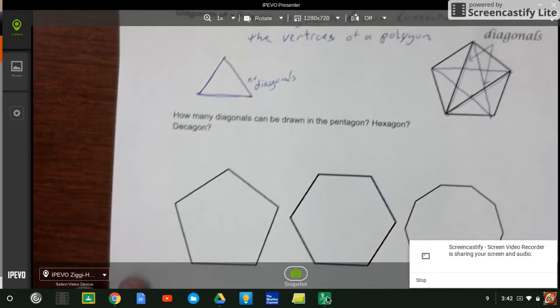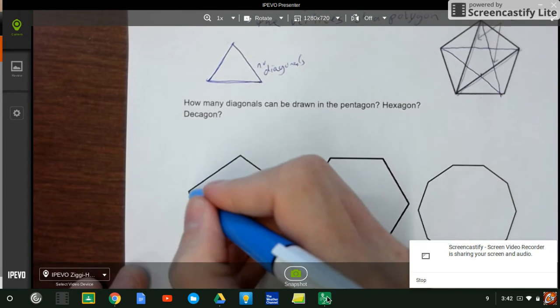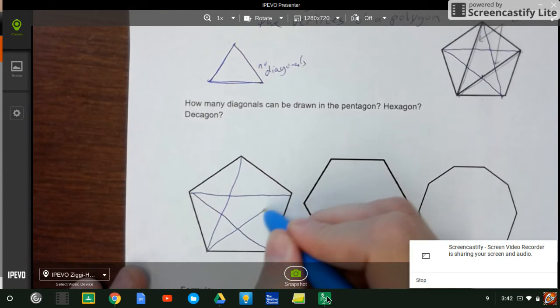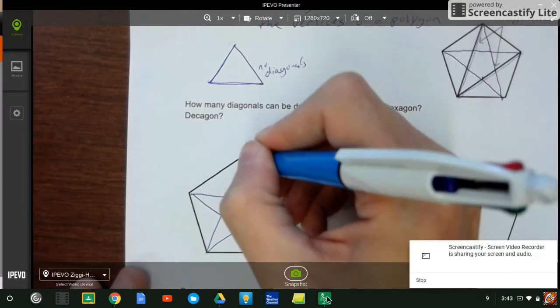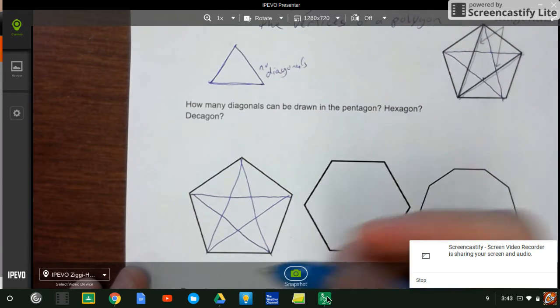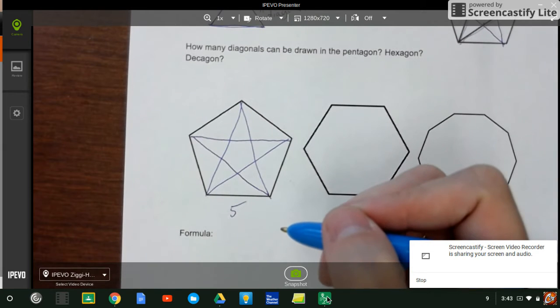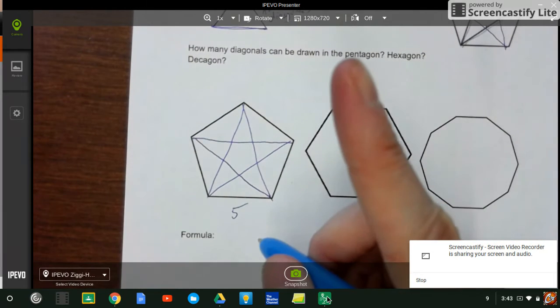Well, let's start with the pentagon. It's pretty easy. We just said I've got one here. There's two. There's three. Four. Let's see, I connected there, so that's 5. And I get, oh, looks like it's only 5. Huh. 5 sides, 5 diagonals. Wonder if that works for a hexagon. 6 sides. I wonder if we get 6 diagonals.